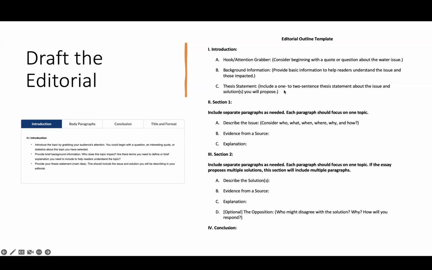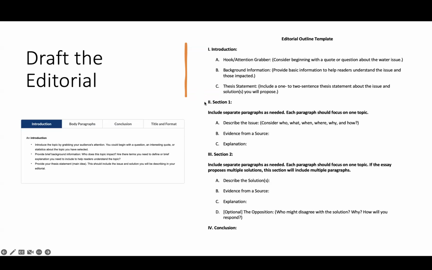And then I would encourage you to move into a thesis statement. And so your thesis statement would be 1 to 2 sentences where you briefly state the issue and the solution or solutions you will propose. This serves as a transition into your body paragraphs. And with this assignment, I suggest you think about this as having 2 sections in the body paragraphs.